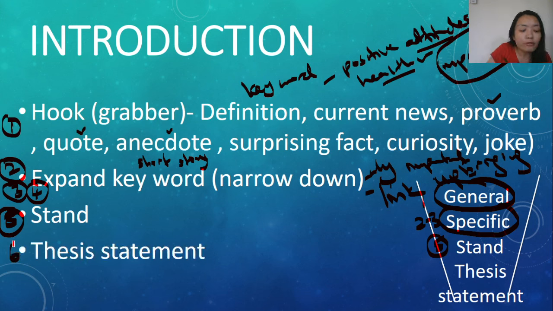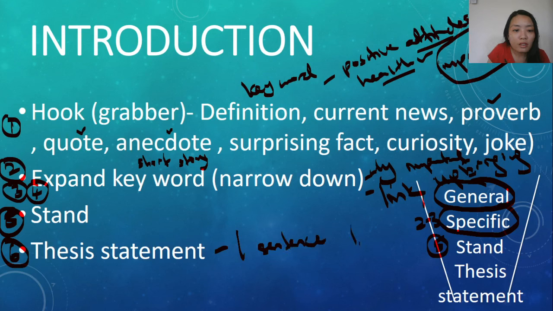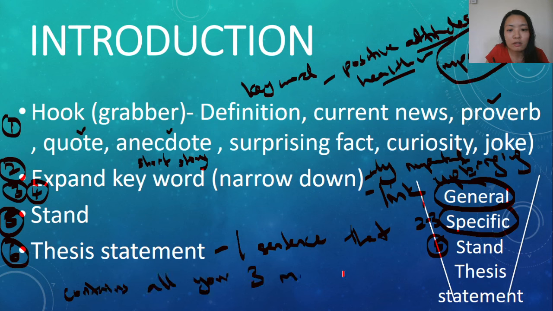So for those of you who have forgotten, a thesis statement is 1 sentence that contains all your 3 main points. Okay, so for example, in your thesis statement, you write there, you do agree that positive attitudes towards health are influenced by a person's upbringing. Because, then your first point, comma, second point, and then your final point.